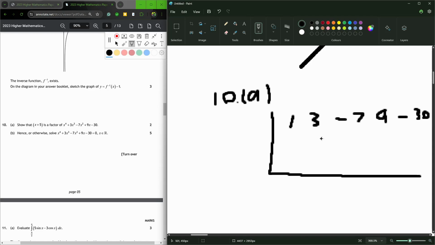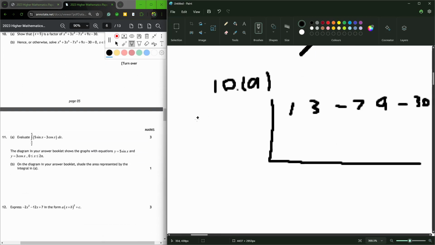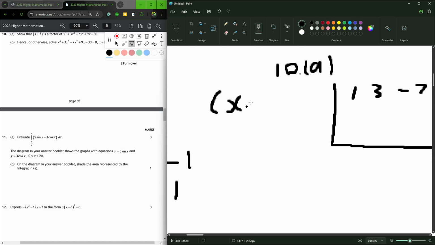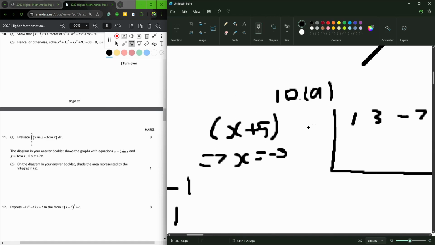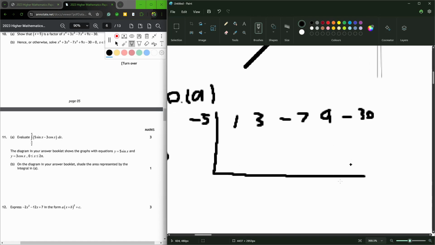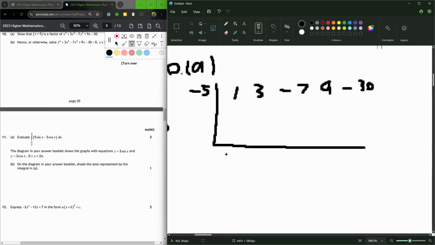Okay, and then we're going to have to find the factor. So if x plus 5 is a factor, then x equals minus 5 is a root, right? Because this will have to equal 0. So that means if I plug minus 5 in here, we should get 0 because it's a root. So let's do that. We write down 1 there, and then multiply by minus 5 and add to 3. Okay, that's minus 2.